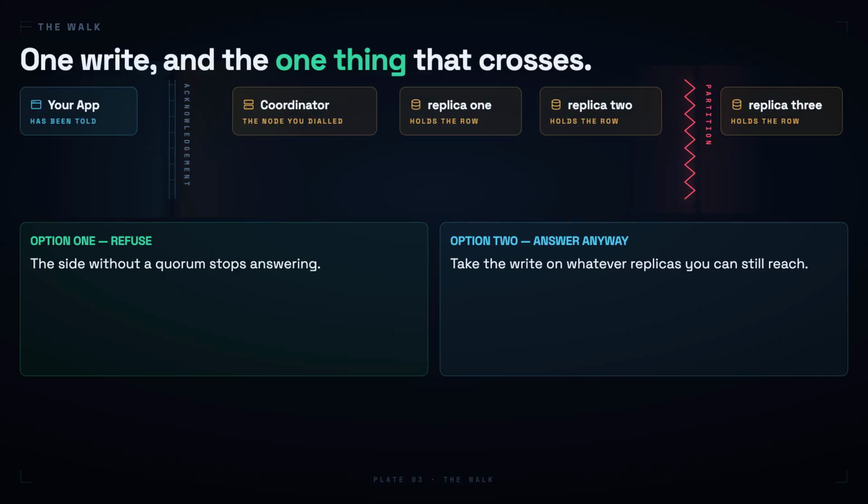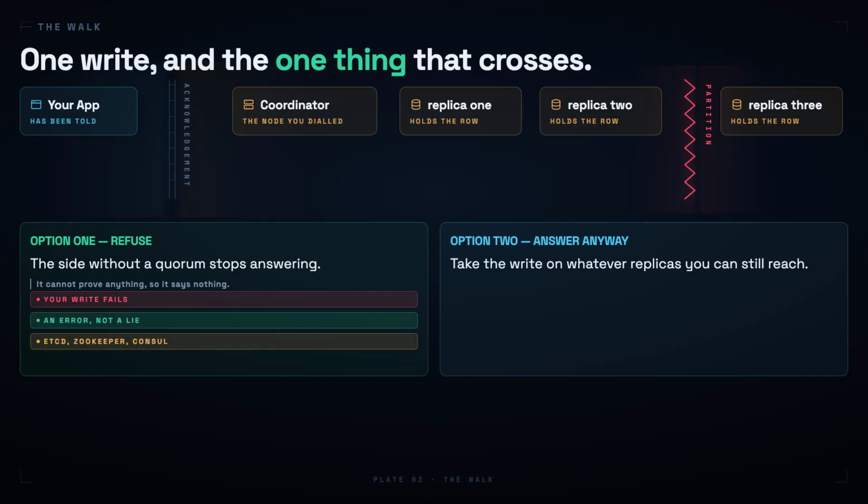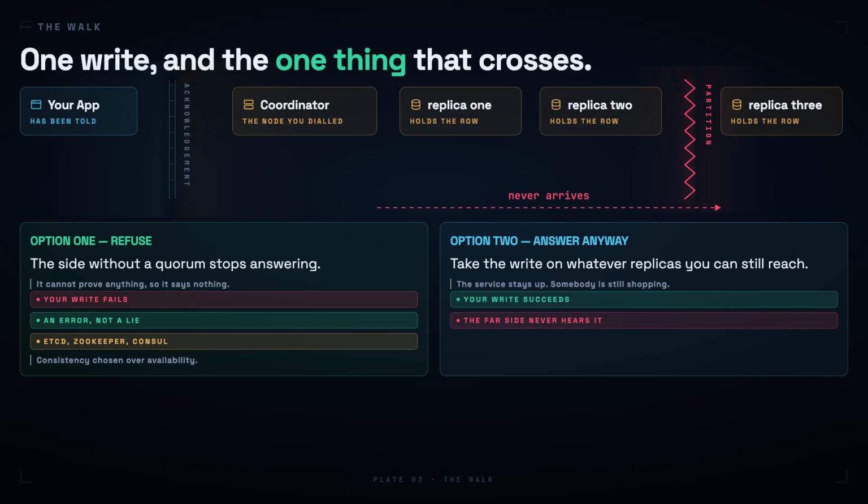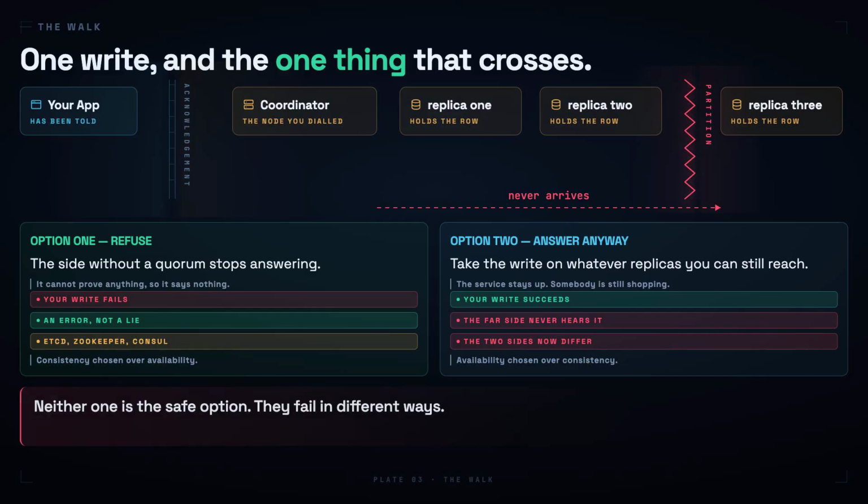Option 1, refuse. The side without a quorum stops answering. Your write fails. You get an error instead of a lie. That is consistency chosen over availability, and it is what etcd does. Option 2, answer anyway, with whatever replicas you can still reach. Your write succeeds on one side, the other side never hears about it. That is availability chosen over consistency, and the two sides now differ. Neither one is the safe option. They fail in completely different ways. And the choice was not made by your database. It was made by you.